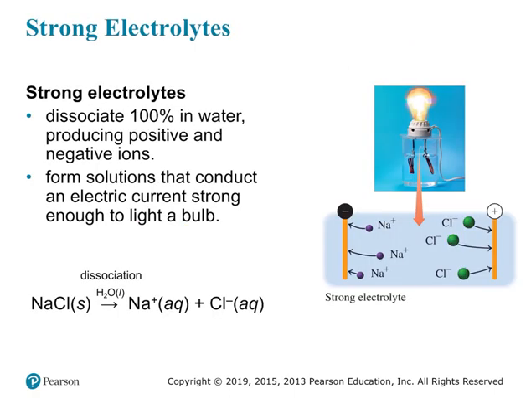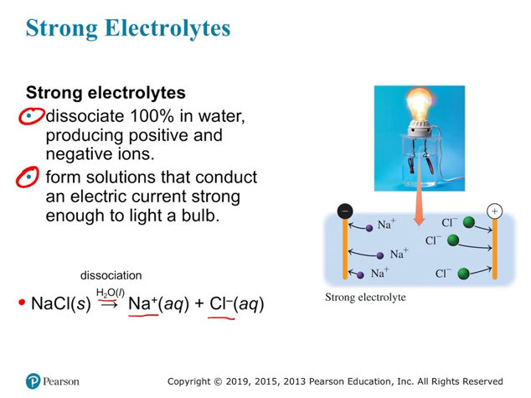So in chemistry, we think of strong electrolytes as those that dissociate 100% in water. So they'll produce positive and negative ions, and they'll also form solutions that conduct an electric current strong enough to light a bulb. Down below we have an equation for sodium chloride dissolved in water. Initially the sodium chloride is a solid, but once it's added to water, it's going to completely dissociate into its individual ions, the sodium ion and the chloride ion.